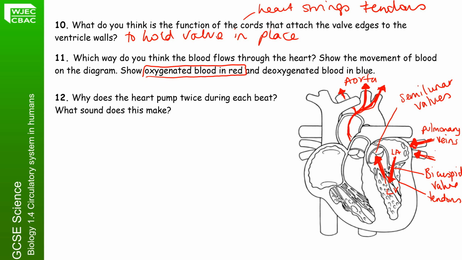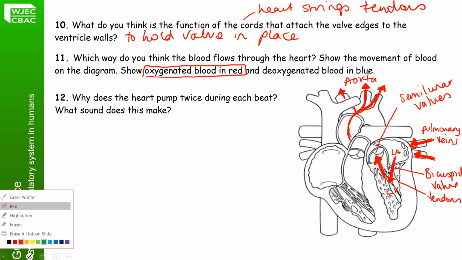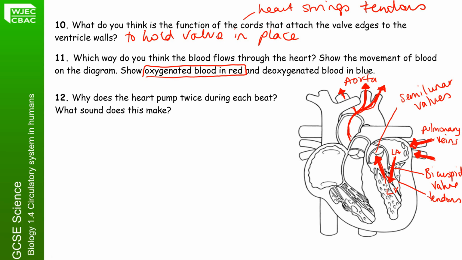Why are there two pulmonary veins? Well, you have two lungs, a left and right lung, okay? So I'm now going to swap my pen to blue. Once that oxygenated blood has been delivered to wherever it needs to, it's now going to come back to the heart, into the right side of the heart.